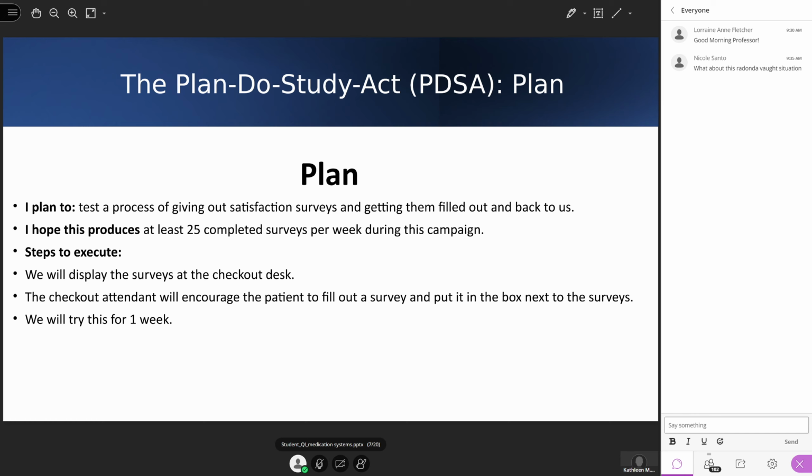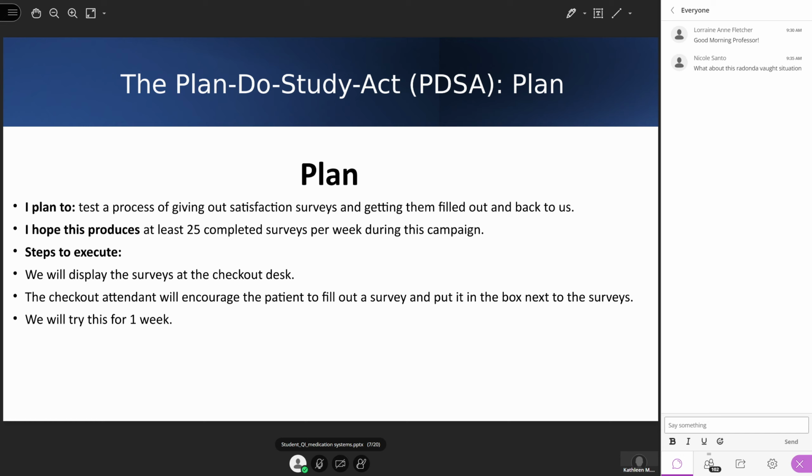So I'm hoping that you read it and you kind of have an understanding. I want to point out here that there's a bit of a template that goes with it. If you see that bold stuff where it says, I plan to, I hope this produces, steps to execute, whatever your goal is, whatever your plan is, you're going to have this template and you're just going to fill this in. If we were in class and we had more time, I would have you come up with your own to see if you can go through these steps. Okay. But again, the thing that you want to remember is that this is done to implement change.